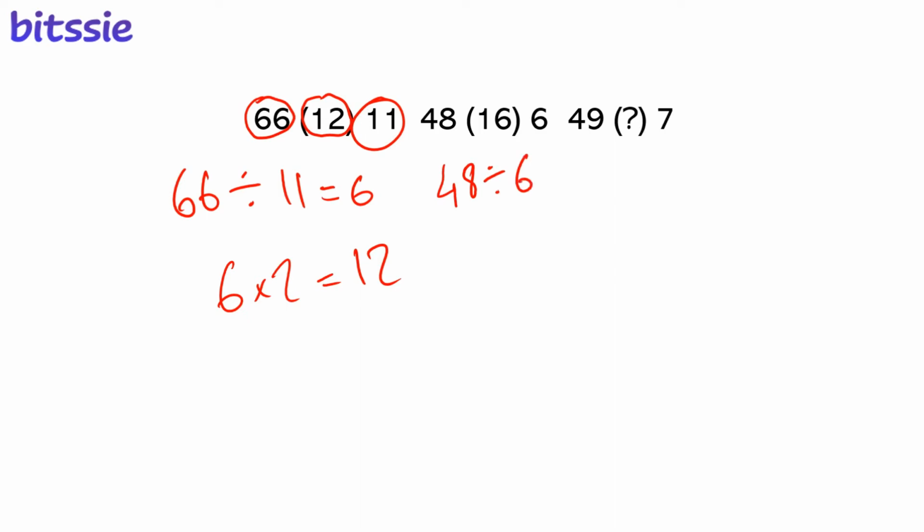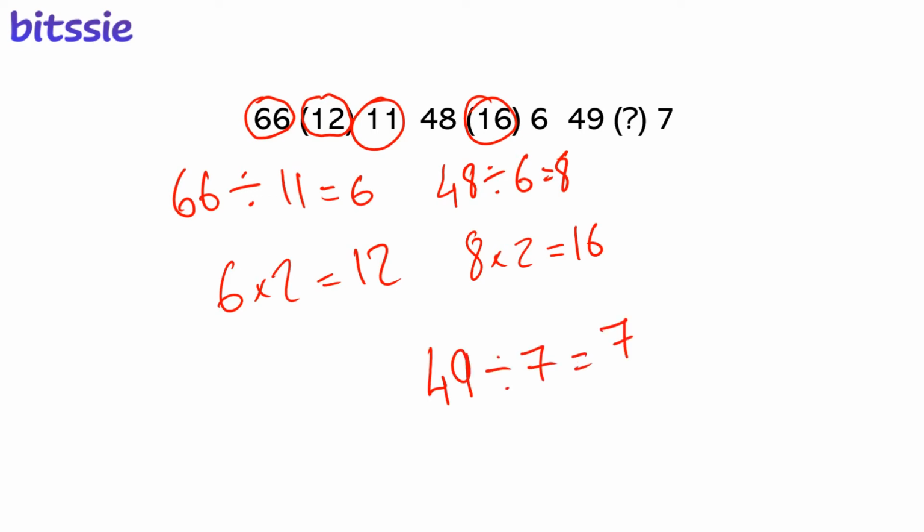So then let's copy this method for the second set of numbers. 48 divided by 6 gives us 8, and doubling 8 does indeed get us 16. Finally, let's do that with our third set of numbers. 49 divided by 7 gives us 7, and then 7 times 2 is equal to 14. So there's our answer.